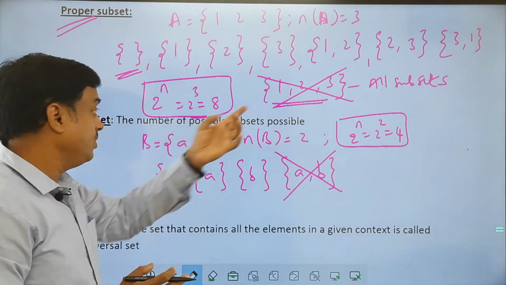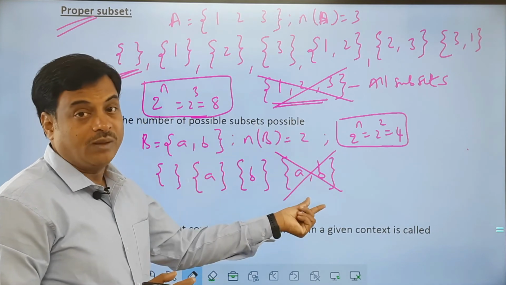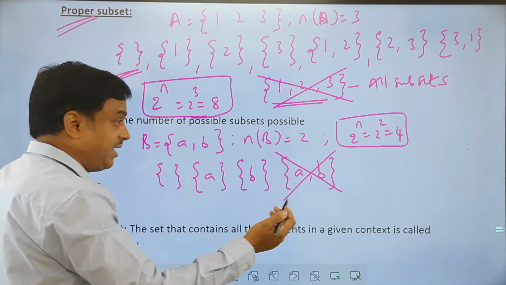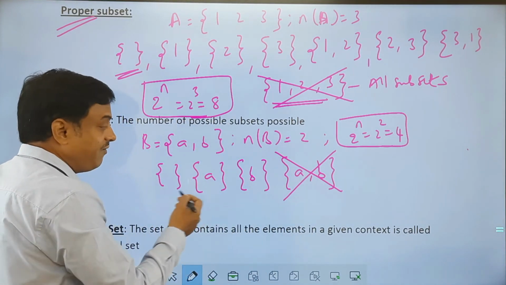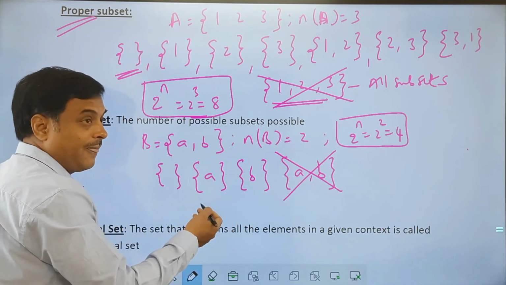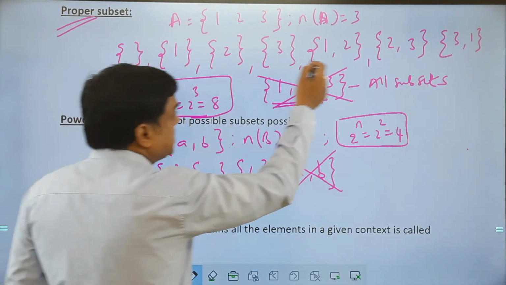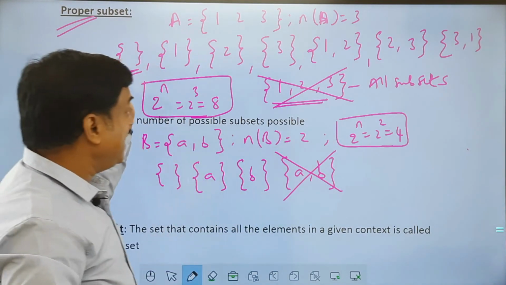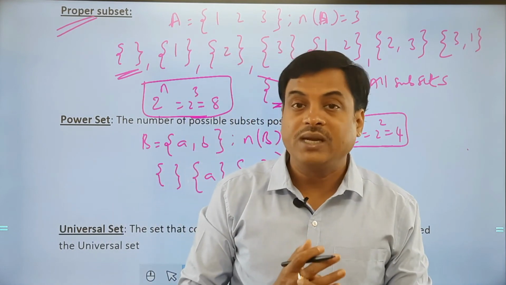For example, if I remove the same set, all these, if you observe, the other way of defining a proper subset is: in all these sets, we have at least one element in B which is not there in these sets. And in all these sets, there is at least one element in A which is not there in these sets. So all such sets are called proper subsets.